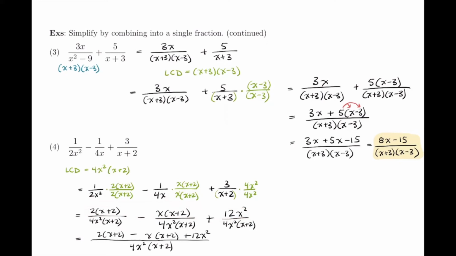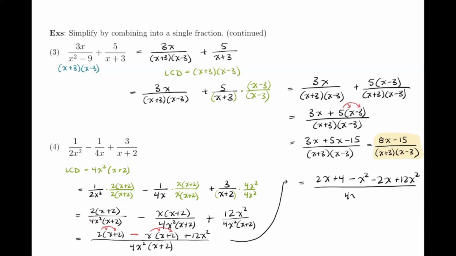The last thing you want to do is see if you can simplify the numerator at all. And in this case, we can if we just distribute some things across the parentheses and then combine some like terms together. So the first thing I would do is distribute this 2 into the parentheses. So that's going to give us 2x plus 4. Then we have minus x times x plus 2. I'm going to distribute the minus and the x into the set of parentheses at the same time. So that's going to give us minus x squared minus 2x. Then we have plus 12x squared, which is by itself, so there's nothing to simplify there.